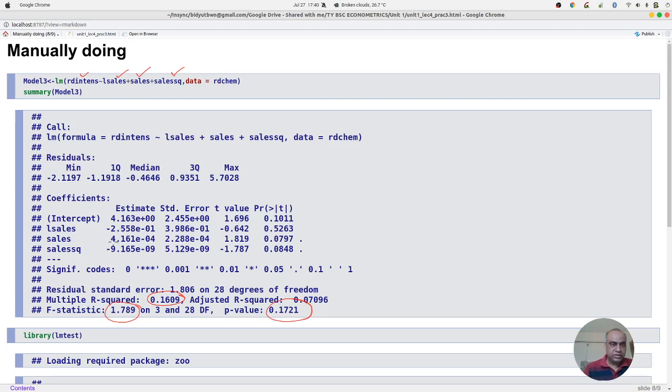But what is important is that log of sales is coming out to be negative but not statistically significant. Sales and sales square also have their expected signs, and they are significant at the 10% level of significance, which we can see from here.